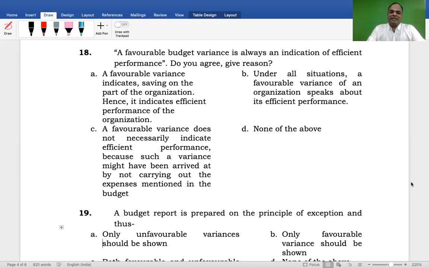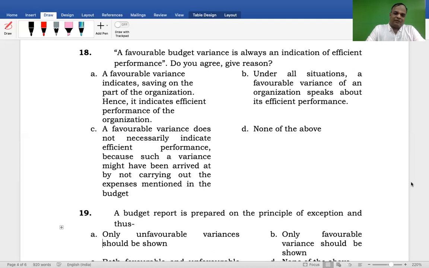A favorable budget variance is always an indication of efficient performance. Do you agree? Give reason. A: a favorable variance indicates savings on the part of the organization, hence it indicates efficient performance of the organization. B: under all situations, a favorable variance of an organization speaks about its efficient performance.